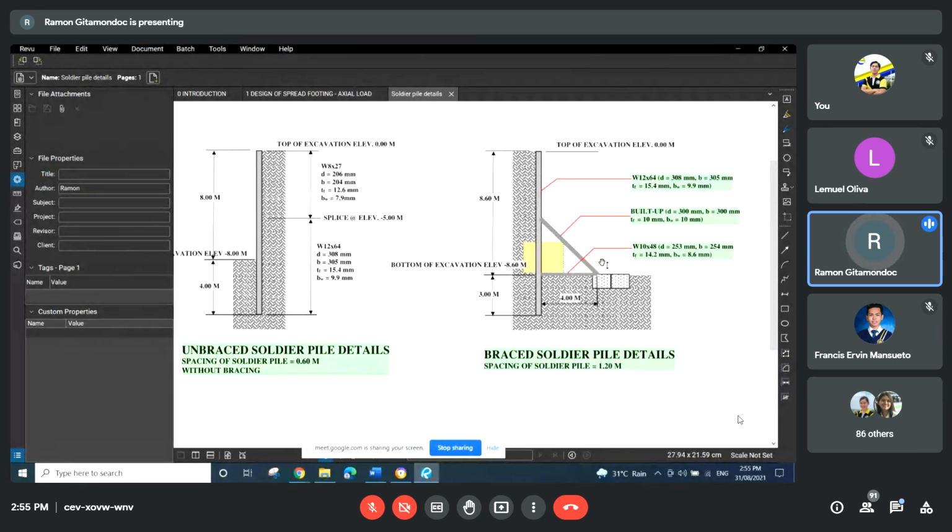Now, actually, I designed this using the soil parameter indicated in the geotechnical report, which is somewhat high, no? The allowable bearing capacity at this level is around 300 kilopascals. That is already very good soil bearing capacity. But what we did not anticipate is that when the soil layer becomes wet, the soil property changes, no? So it becomes like mud, di ba?